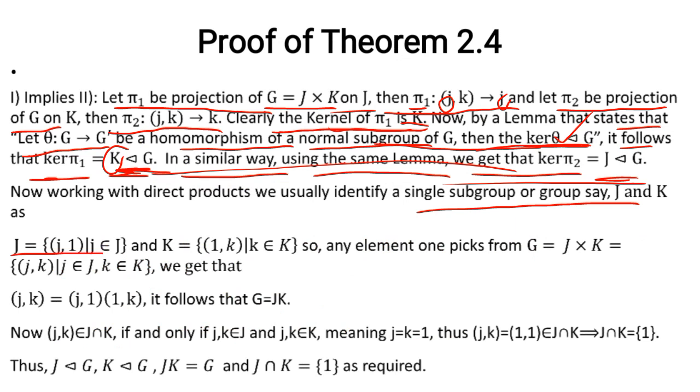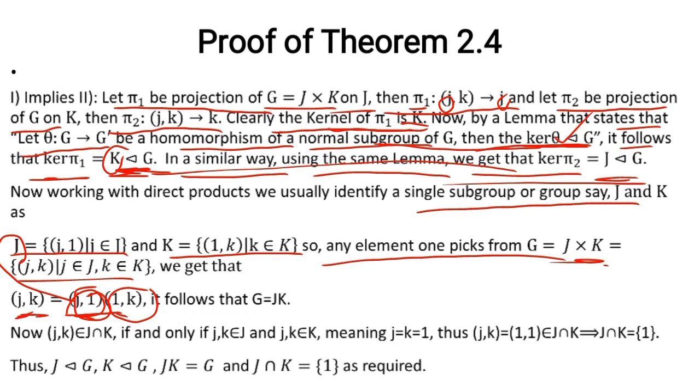So J would take this from right, and K would take this from right. So if I want to find my product, JK, how would it look? Any element we pick in this product, we'll get that JK will be of this form. Do you agree? If I want to get this JK, all I need to do is multiply this and this. But what is this? This element is in J right here, and this element is in K. So it follows that G equals JK, as you can see there.